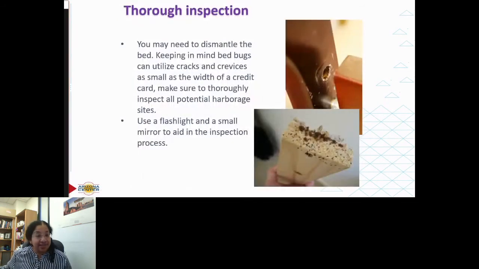Another example of using bed bug behavior: when conducting inspections, you may have to dismantle beds or other furniture, because these critters have an affinity for thin cracks and crevices. They can squeeze into cracks as small as the width of a credit card. Inspection is a very, very important part of bed bug management. And here, Andrea, is another place where you can use compressed air to dislodge them, to agitate them so they move out.